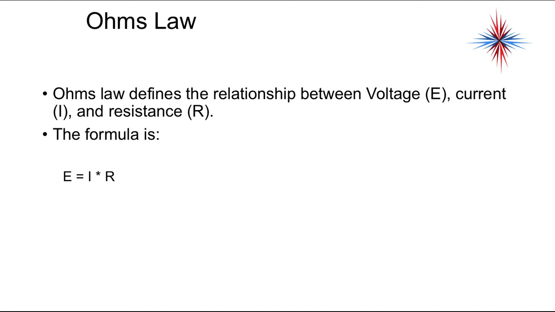Ohm's Law defines the relationship between voltage, which is represented as an E, current, which is represented as an I, and resistance, which is represented as an R. The formula for Ohm's Law is E equals I times R. And please remember, anytime you see an asterisk, that's multiplication.